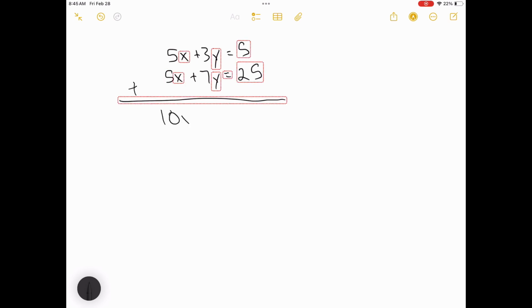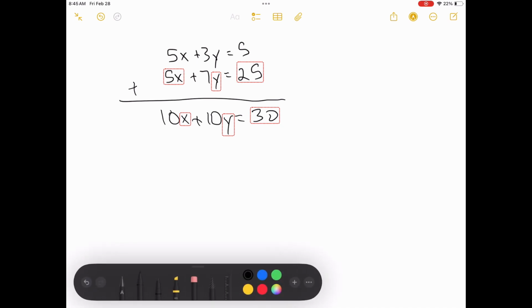The next one is 5x plus 3y equals 5. And then you're going to have 5x plus 7y equals 25. Now what you're going to notice here is that it does not eliminate right away. So what you need to do is change the signs on one of these equations. Because if I add this straight like this, what you're going to notice is I'm going to get 10x plus 10y equals 30. That did not eliminate, right? So I need to actually go back and change the signs on one of these.